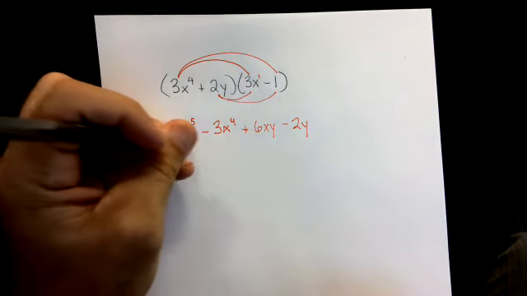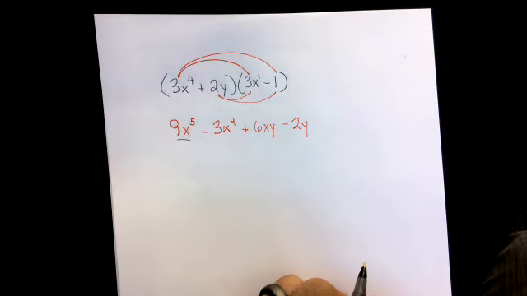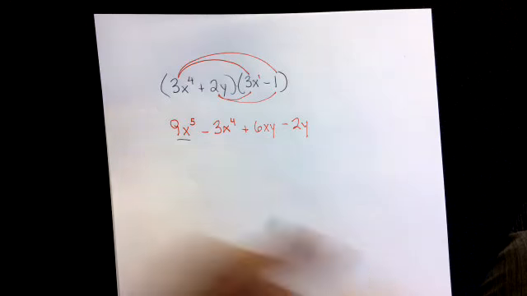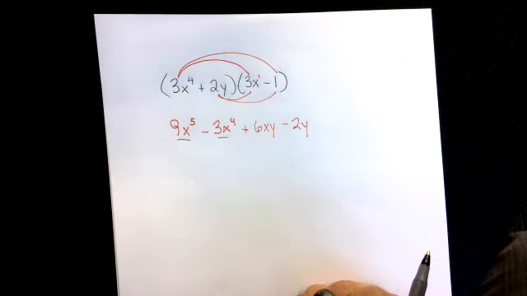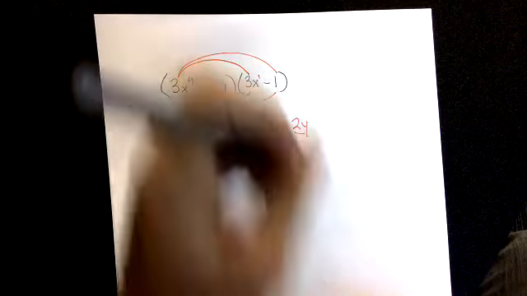Then I would look to see if I have any like terms. I only have 1x to the 5th. I don't have any other x to the 5ths. I just have 1x to the 4th, no more of those. I have an xy and a 2y. I can't combine anything, so this is the simplified answer.